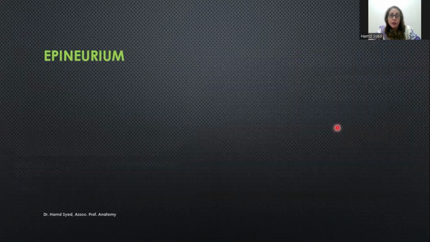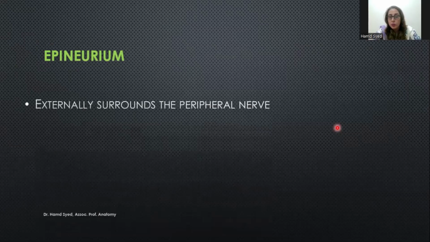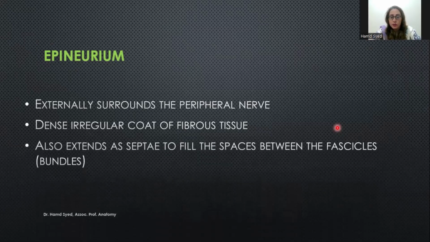Okay, now the third one, which is the thickest, dense layer surrounding the nerve as a whole, the epineurium. This is the tough one, and it also sends septa in between the bundles of the axons.